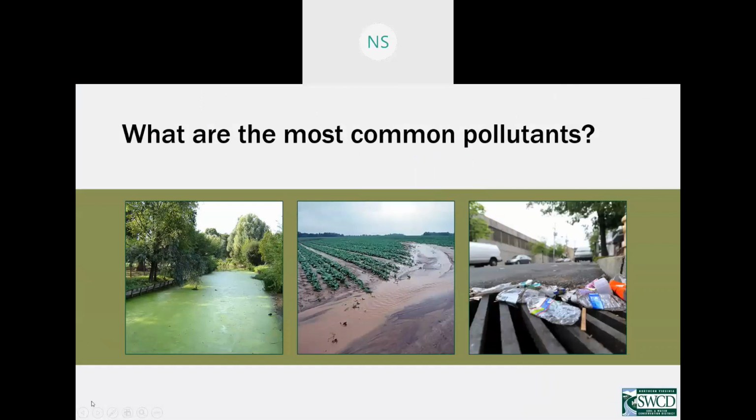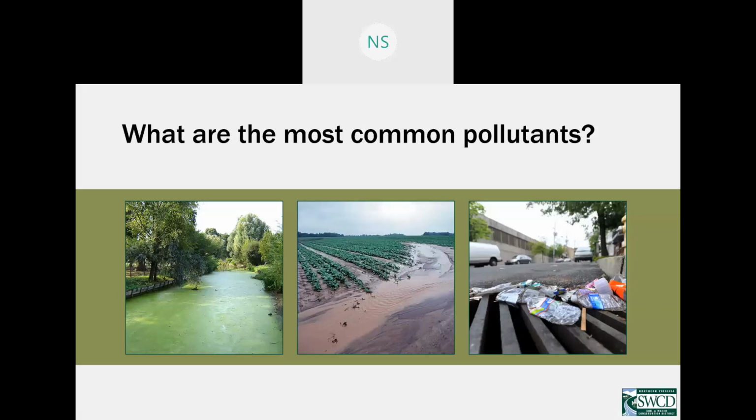So what are the most common pollutants? The most common pollutants that we're going to see, I'm showing you here in this image, but we're going to talk about a little bit more as well. On the far left, nutrients. Nutrients are a pretty big pollutant, especially in more agricultural areas, but we also use a lot of fertilizer and pesticides on our lawns here, so that could contribute as well.